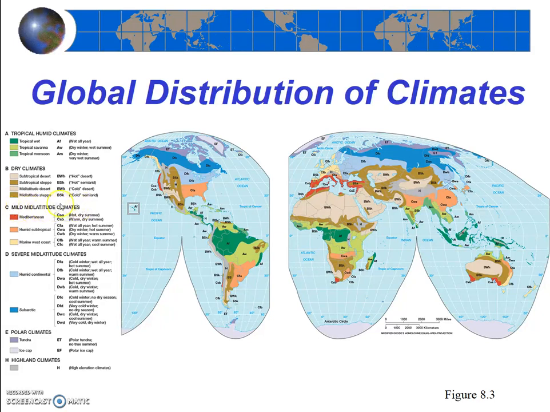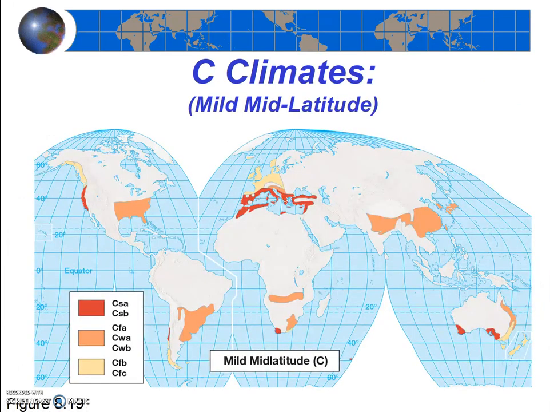As their name implies, the mild mid-latitude climates are found in the mid-latitudes, typically along the coast of these mid-latitudes, thus the mild characteristics. Usually sea climates are found between 30 and 60 degrees north and south latitude. Occasionally they can get up as high as 65 degrees or so, but usually between 30 and 60.